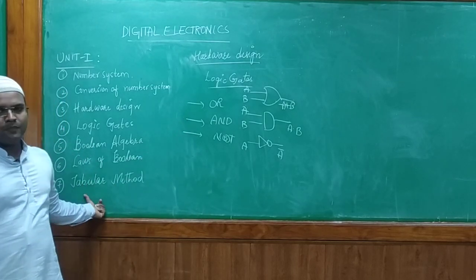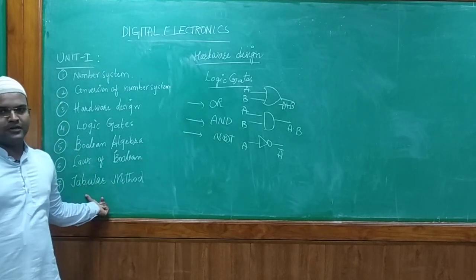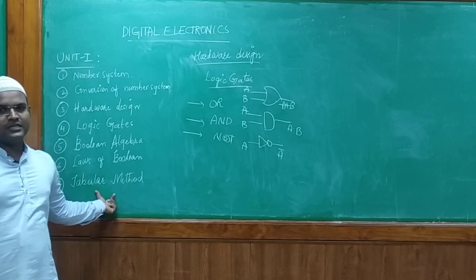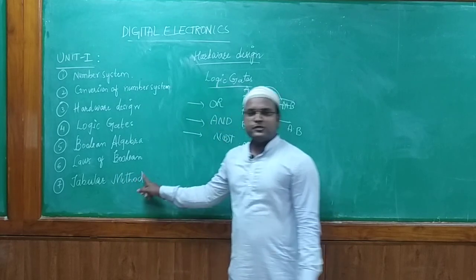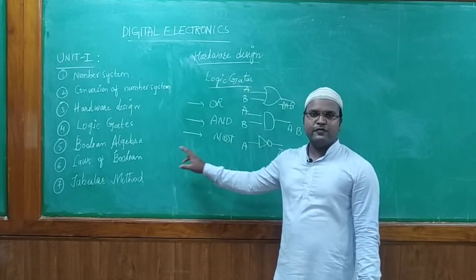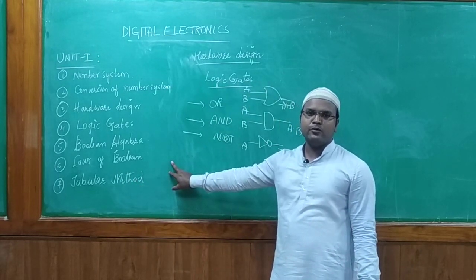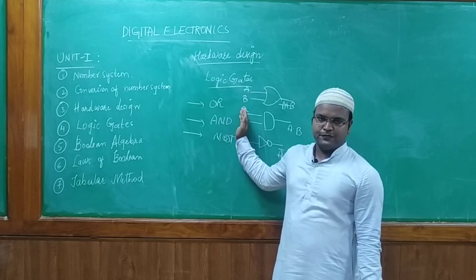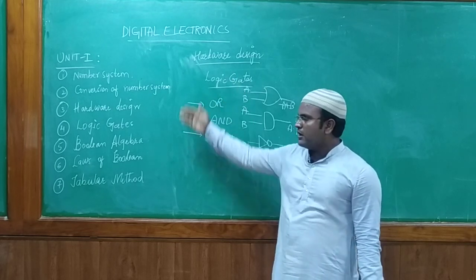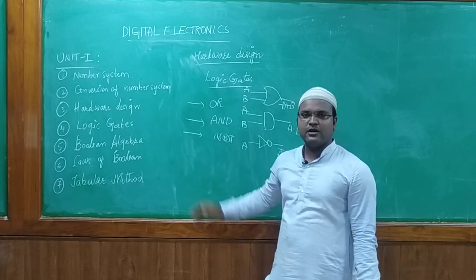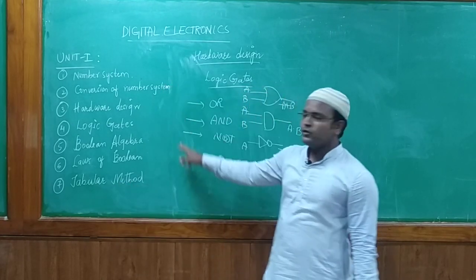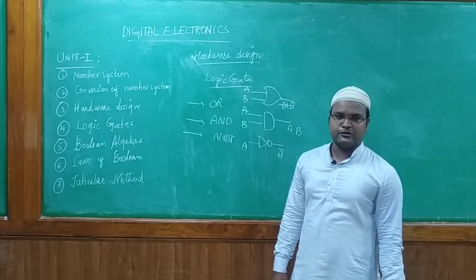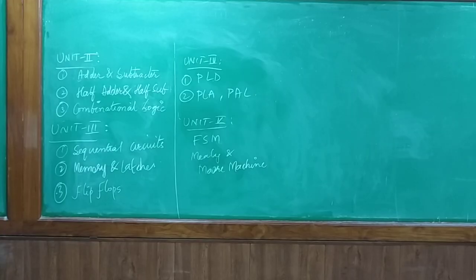Like that, the last topic is the tabular method. In the tabular method, we will consider different terms like prefix, first prefix, second prefix, third prefix. We will take those and try to convert them into particular primitives. That we'll see when we consider all these concepts. So this is how unit 1 has been designed for digital electronics.